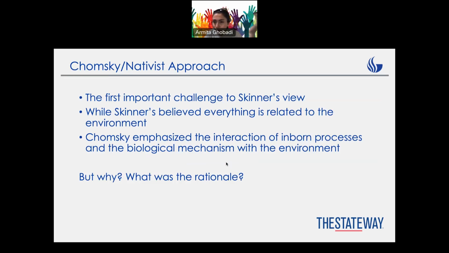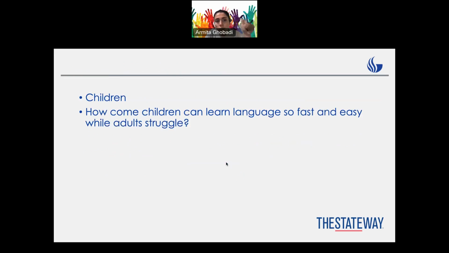But the question here is why? What was Chomsky's rationale? How come he says there is a biological mechanism for that? The answer is observing children. Chomsky looked at children and asked how come children can learn language so fast and so easily, but adults cannot? They struggle a lot. For example, if we start a new language, we always struggle with syntax, grammar, and different parts. So how come children, without knowing anything, can pick up a new language all the time?